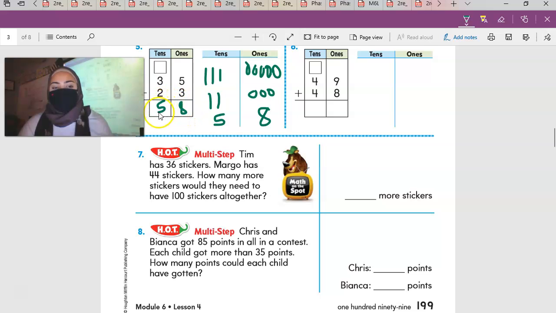58. Miss Yusuf, this is blank though. Can it stay blank? Yes. Because there's nothing to bring over to it. Just leave it blank. Don't touch it.